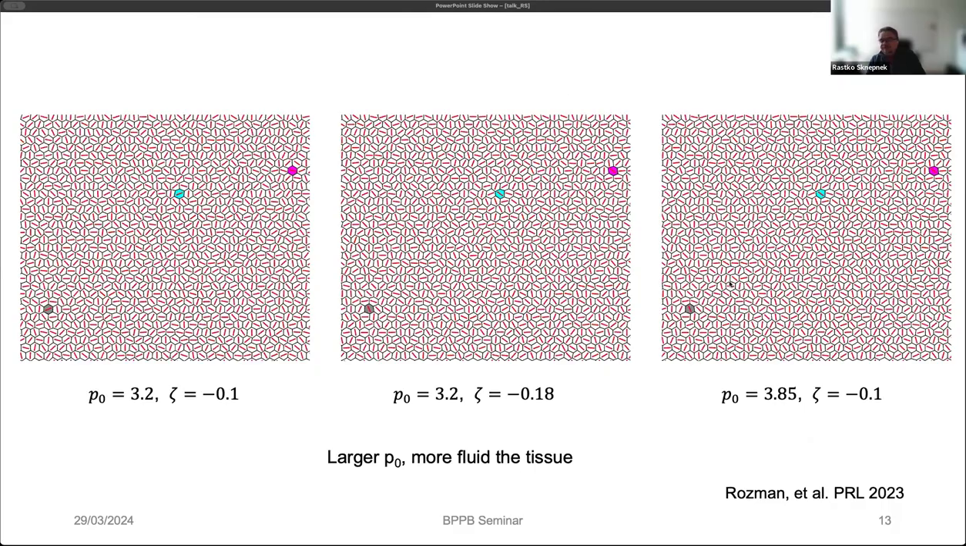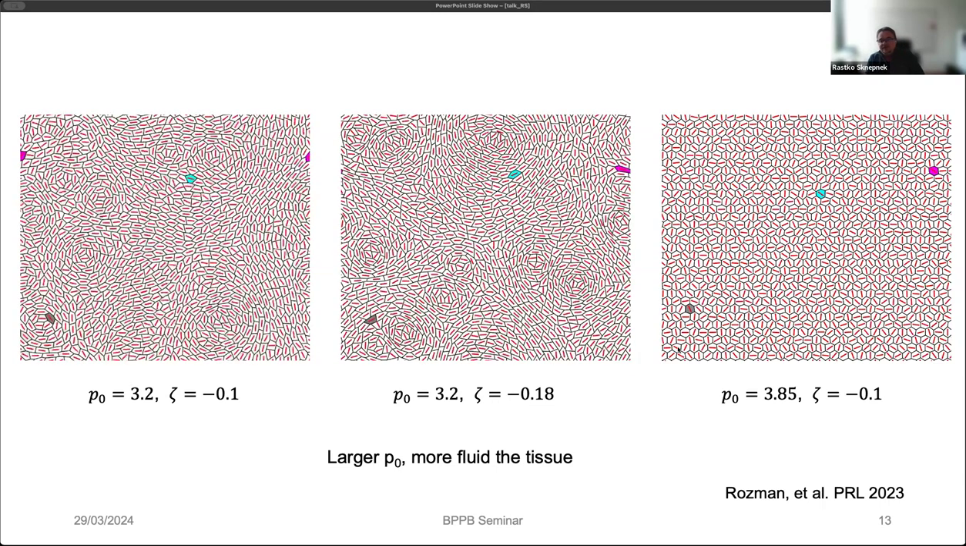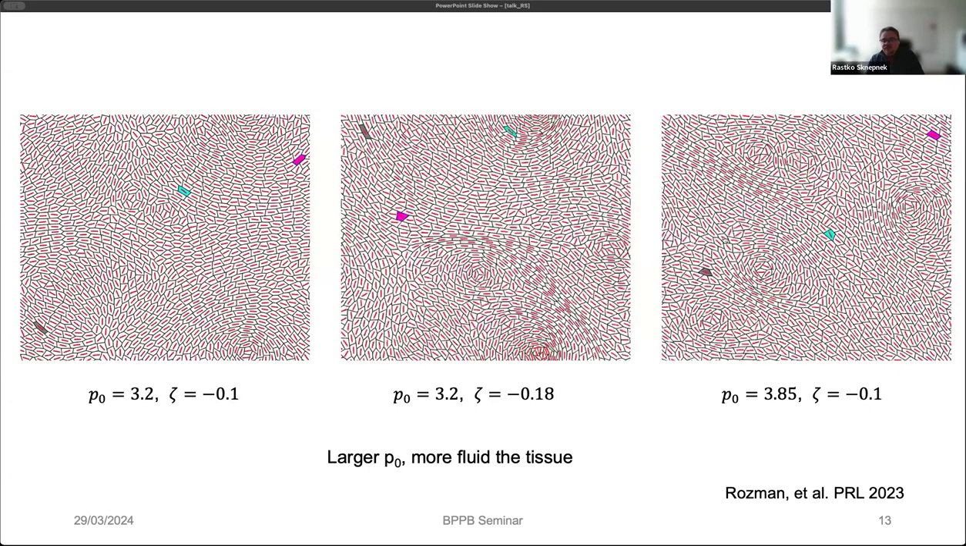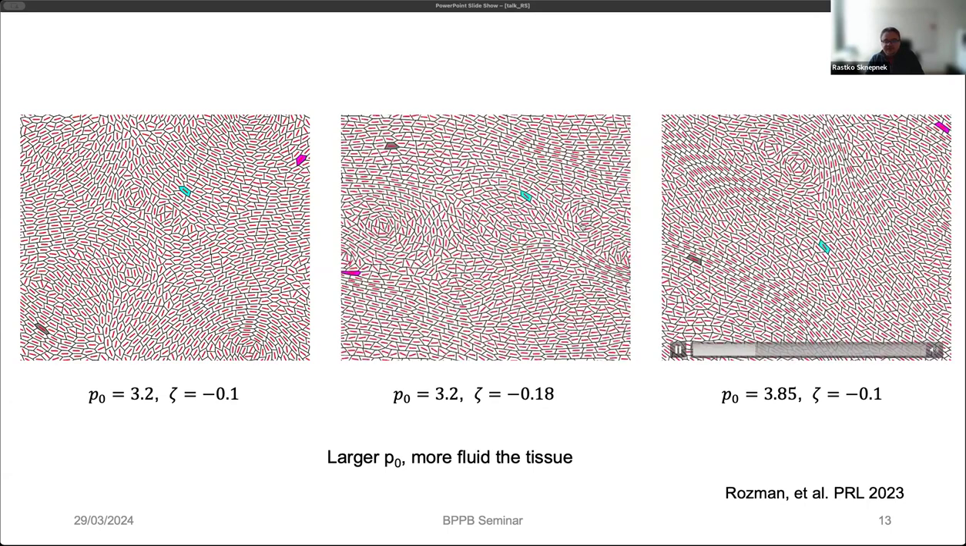And then we put this into the vertex model and do simulations, by tuning the activity, which is the zeta parameter, and p naught, which, let me remind you, is the parameter which controls whether the tissue is in the solid phase or in a fluid phase. So for low values of p naught, below 3.8 or so, the tissue is solid, and above that value, the tissue is fluid. And what we see is quite interesting motion, and I'll point your attention to these objects in here, such as this one, for example.